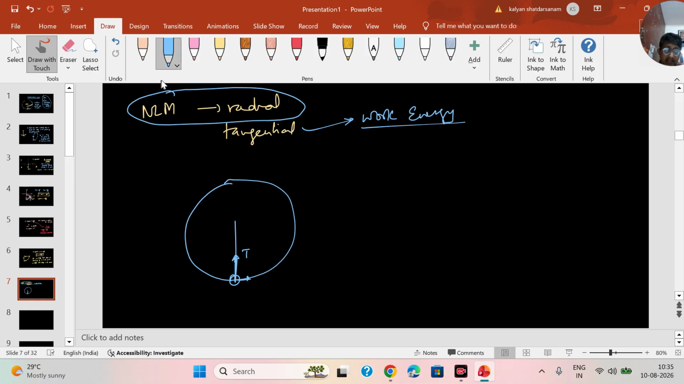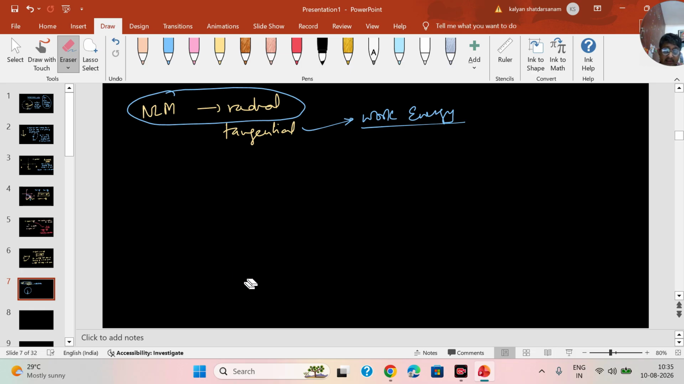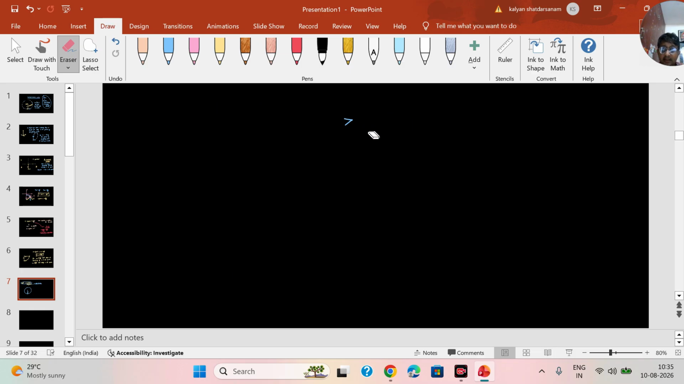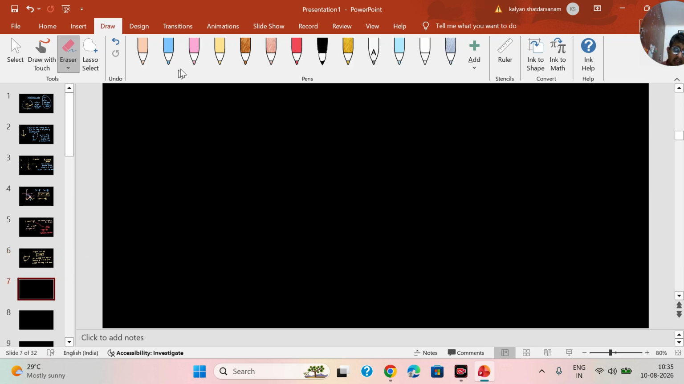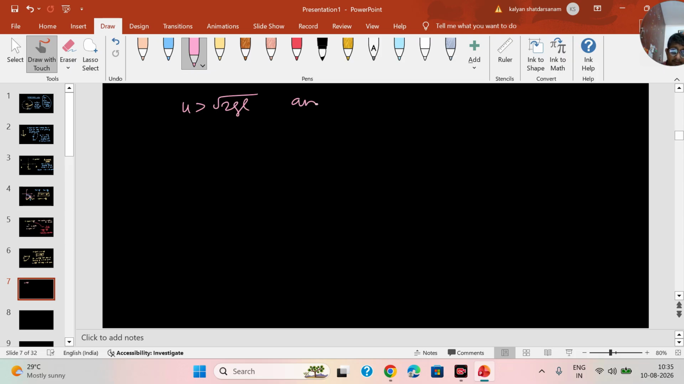So with that being the case, now let's go into the first quadrant analysis. One thing is clear to me, that my speed should be more than root 2 GL. Otherwise, the circle will not be complete. It will stop in the fourth quadrant. Now, let us do the u greater than root 2 GL analysis.